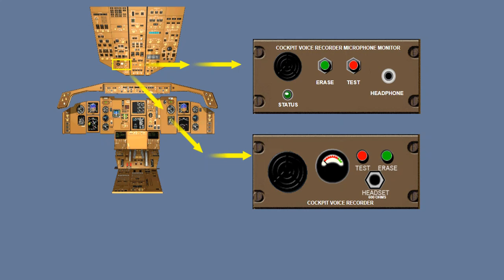A control panel is installed on the forward overhead panel. There are different panels on our fleet as shown here. Both panels are equipped with a microphone, 2 push buttons, and a headset or headphone jack. On this frame we show the top panel has a status light, and the lower panel has a monitor.